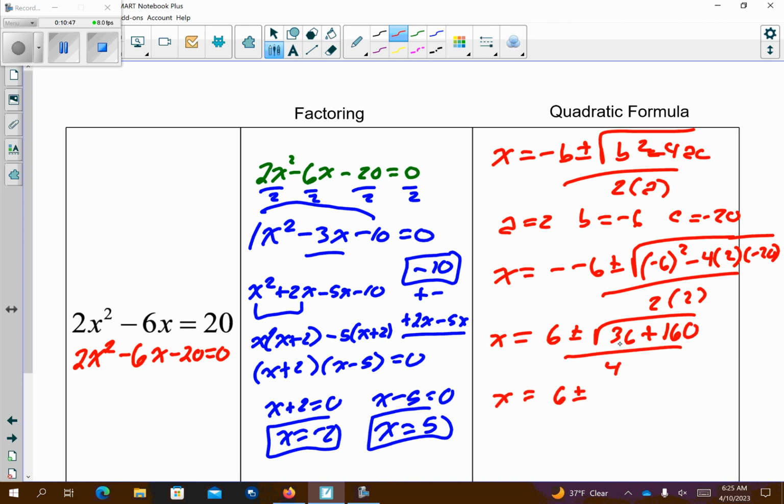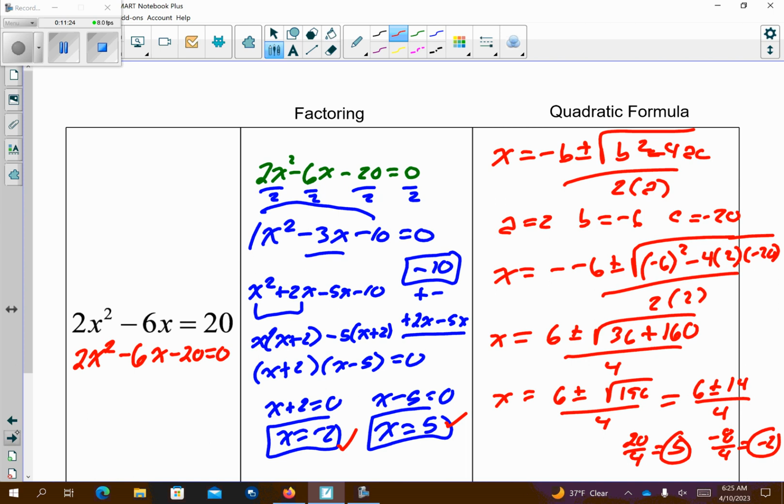6 plus or minus. That gives me root 196. I will tell you that square root of 196 is 14. It's one that we don't really go over, but if you used a calculator and went square root 196, you get 14. So then I'm going to get 6 plus 14 is 20. So I get 20 over 4. 20 over 4 is 5. So there's one answer. That's the same. And -6 minus 14, that's going to give me -8 over 4, which is going to give me -2. And -2 checks to be the same answer.